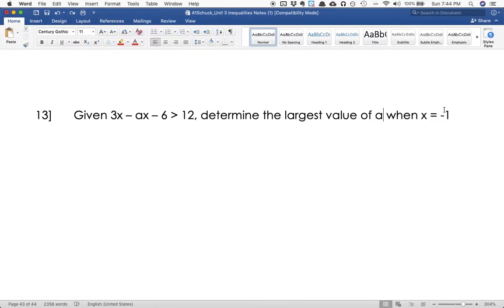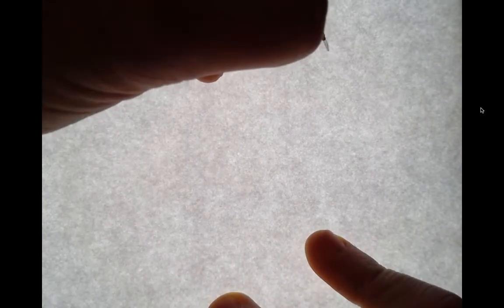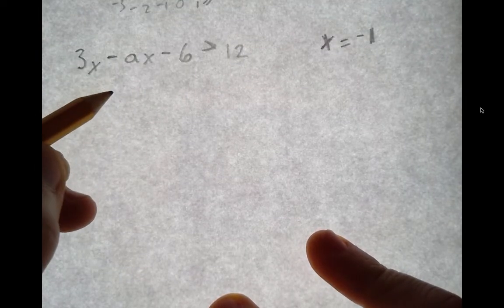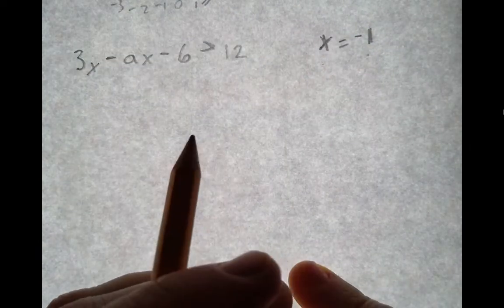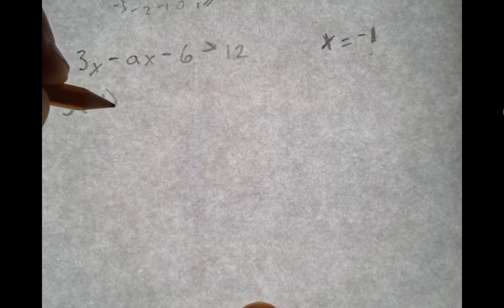And then they say, determine the largest value of a when x is equal to -1. By the way, I don't know why, just to confuse you, we put an x in here, but really we know that x is -1. So we're going to rewrite this, but anywhere we see x, we're going to substitute -1 instead. So I'm going to say 3. By the way, when substituting, I like to see those parentheses, 3 parentheses -1, because anywhere I see that x, it really should be -1.